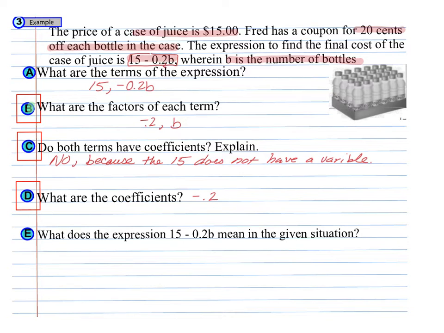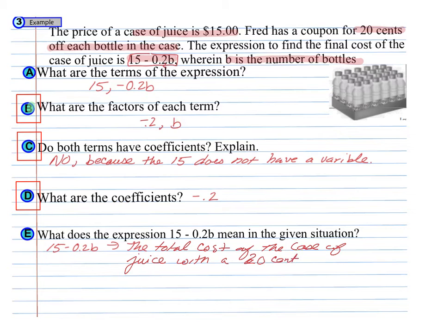And lastly, what does the expression 15 minus 0.2b mean in the given situation? So 15 minus 0.2b is the total cost of the case of juice with a discount. Well, to be more exact, with a 20-cent discount.